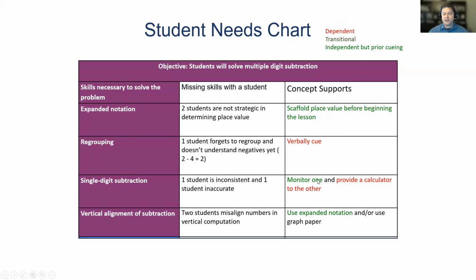With single digit subtraction, he's going to monitor one and provide a calculator for the other. And yes, the calculator is very dependent on something else. So he's going to hope that that student's maybe already in intervention.